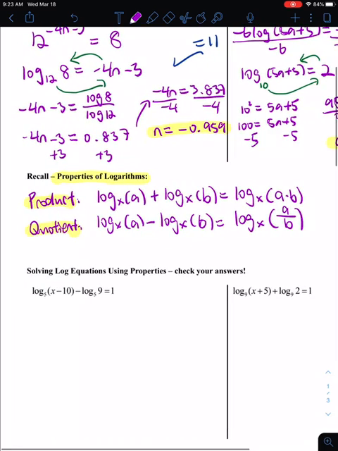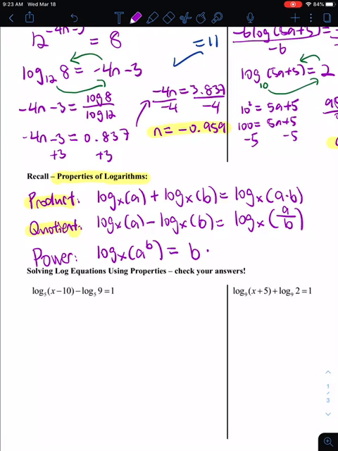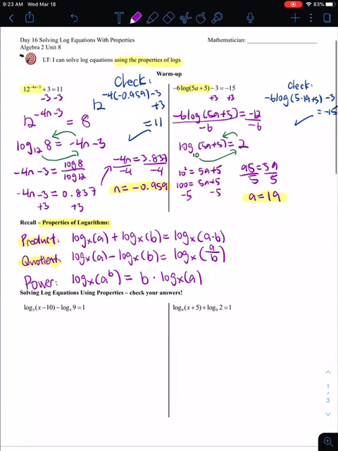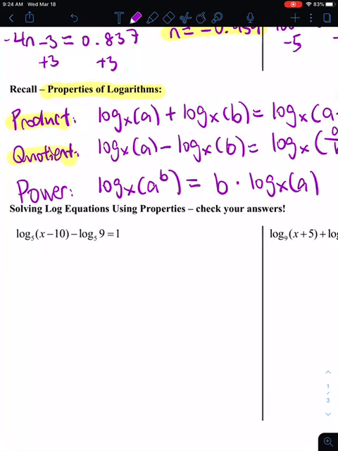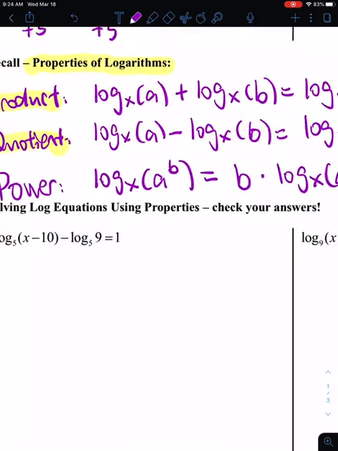There is also what's called the power rule. We also talked about that. So that says if I have log base x of a to the power of b, you can rewrite this by moving the exponent down as a coefficient, like so. This one we won't really use as often when we're solving, but it's something that we talked about as well. So hopefully this looks familiar to you. And then we'll just go ahead and do a couple of examples to see how we can use the property.